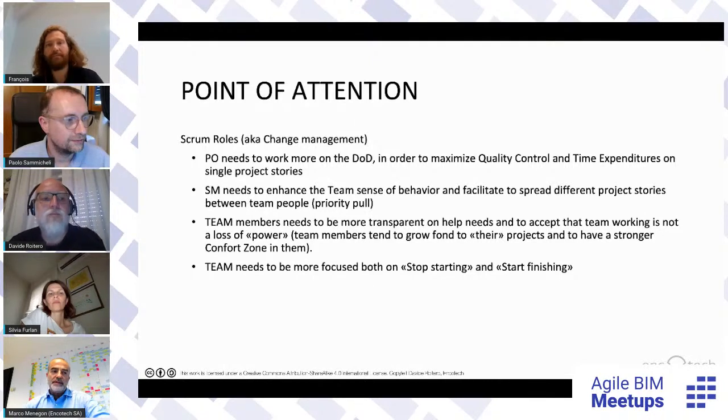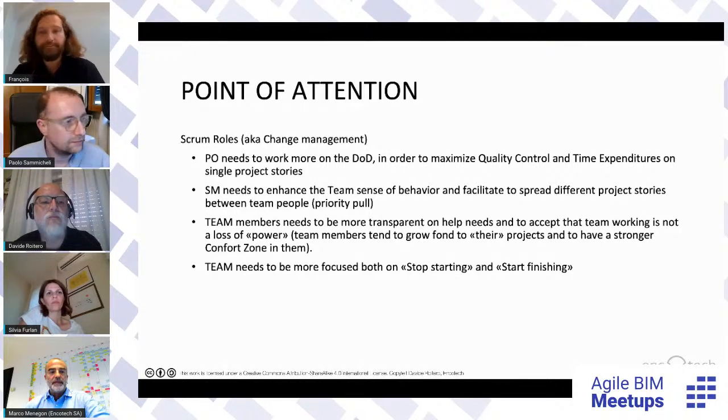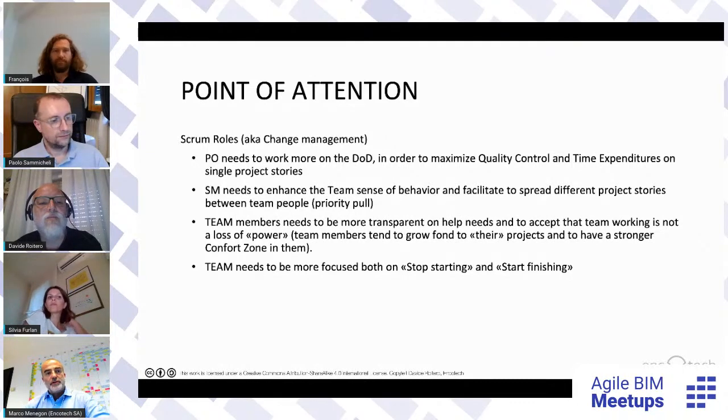So product owners need to work more on the definition of done in order to maximize quality control and time expenditure on single project stories, because it's from the stories, from how you describe the stories, that you can gain quality control and time expenditure. Because in our work, there is no real product increment each sprint. So it's really difficult to show to the customer a prototype or something like that. So to assure quality and maintain the project economic, you have to concentrate on the definition of done.